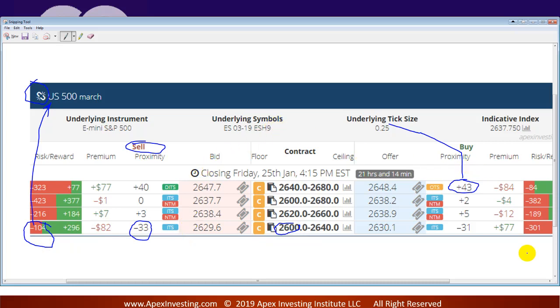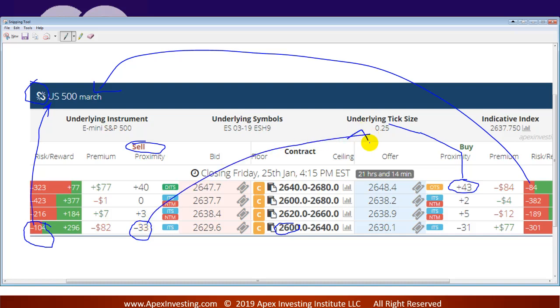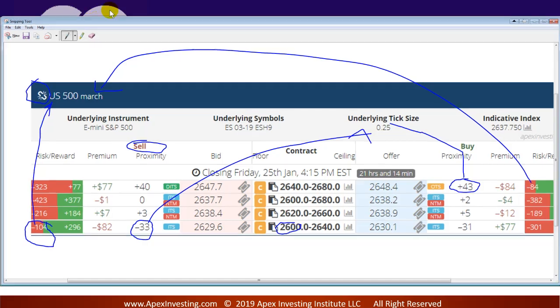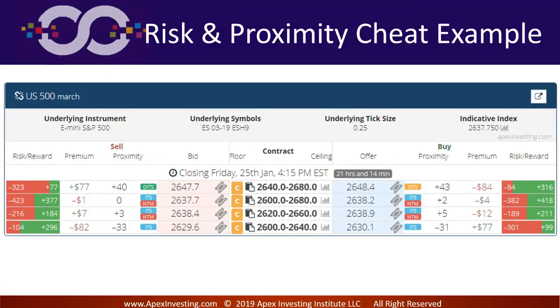All right. So, again, look at your risk in the spread tick size. Look at your proximity, how far it has to move. Look at your proximity on the negative side on sell and the positive side on buy. It's pretty easy. Negative sell, positive buy, and the underlying tick size. Okay? That's the cheating way to do it.